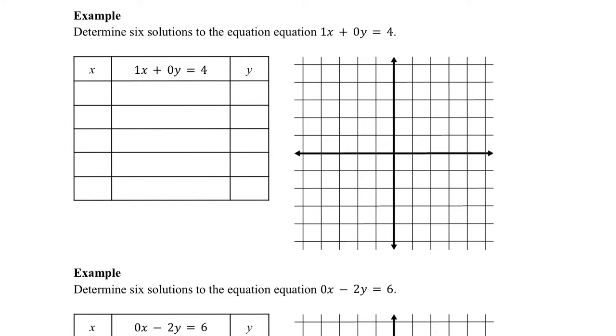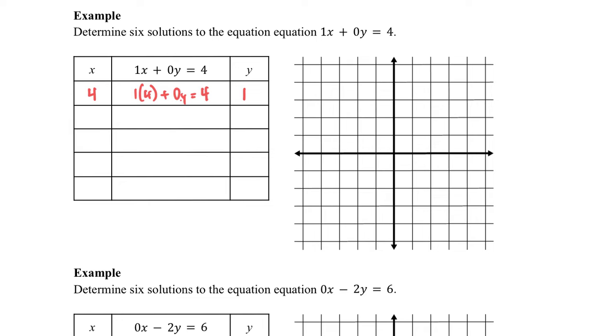Let's say that I choose x equals 4. Well, that being the case, I'm going to have 1 times 4 plus 0y equals 4. Okay, well, 1 times 4 is 4 plus 0 equals 4. So I can literally put in anything I want for y. So maybe I'll put in 10. Let's put in 1.